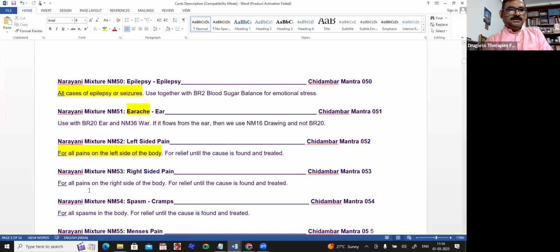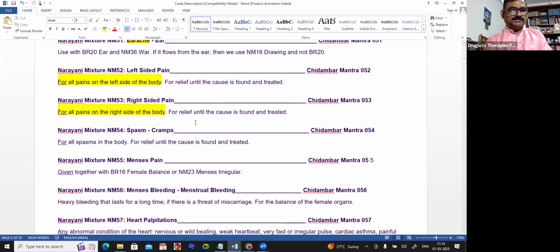Simple. For all the right sided pain of the body. When you want to go into detail, you can go into the ingredients of that. And cramps is for common cramps and spasm. Menses pain is for menses pain only.